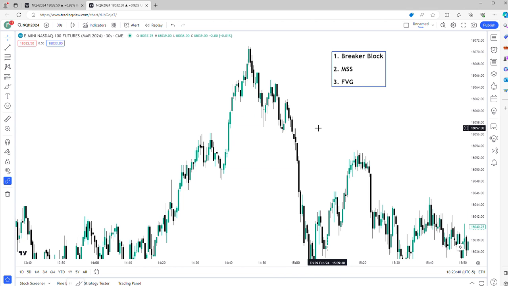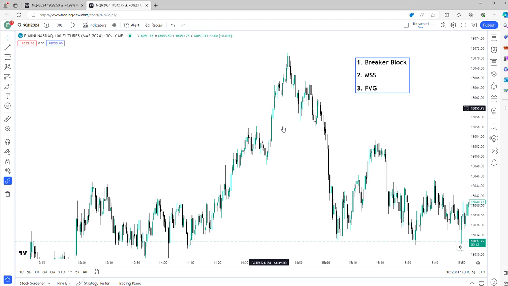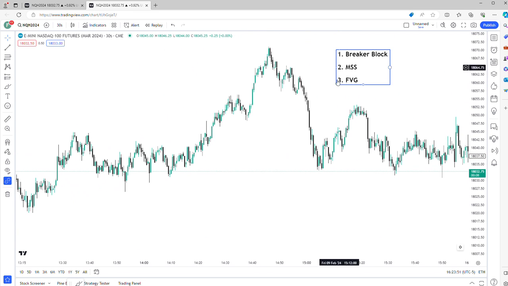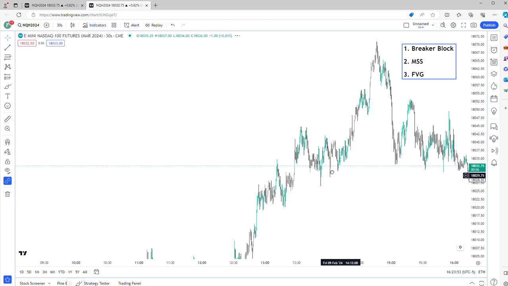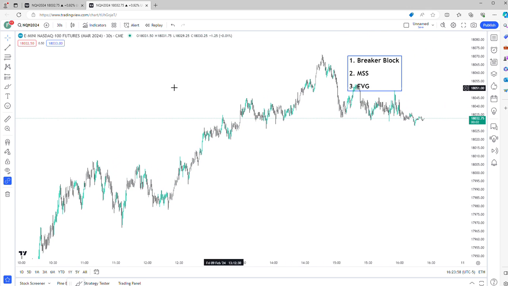Now, just because it's a unicorn setup doesn't mean it's going to work. You need to have confluences that go with that unicorn setup, but it is one of the strongest setups you can use based on ICT concepts, and let's talk through it. So the setup occurs up here, but what I want to talk about is what happened during the AM session and also the start of the PM session.